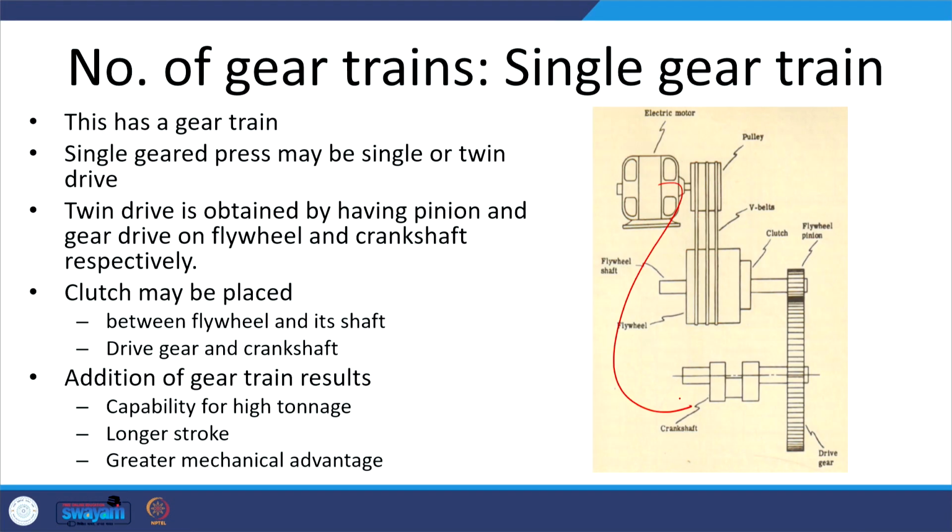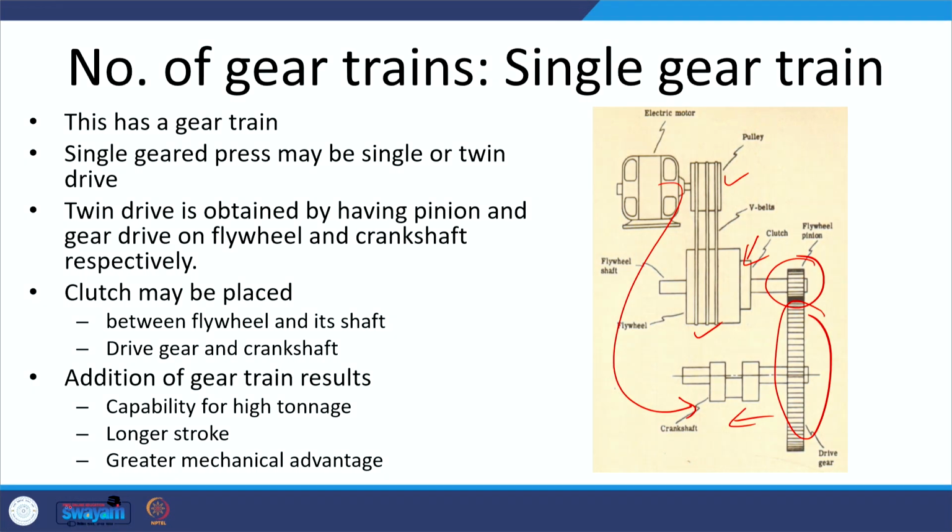So, here power is delivered to the crankshaft through this arrangement where, through the pulley and V belt arrangement, power is transferred first to the flywheel and then with the help of the clutch arrangement power is delivered to the flywheel pinion and then the gear drive pinion, okay. And then the gear drive pinion will further deliver the power to the crankshaft to realize the conversion of rotary motion into reciprocating motion.